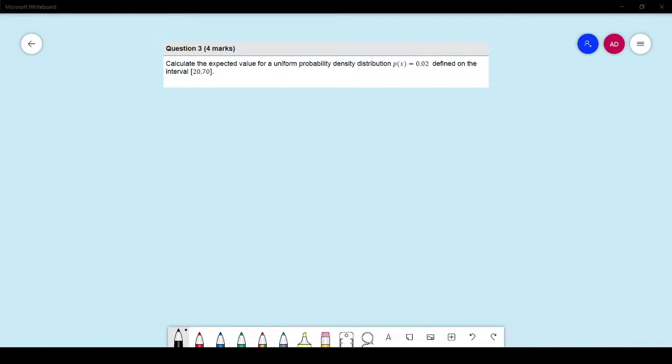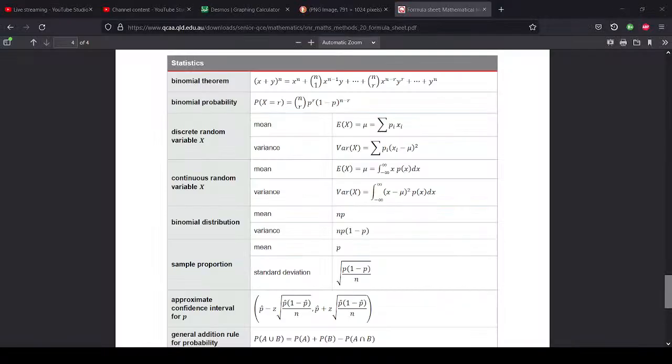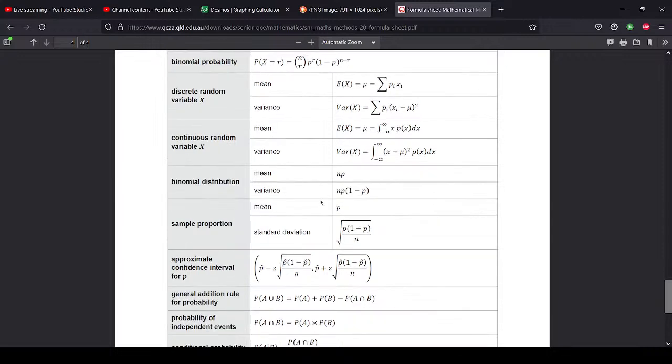So let's have a look at our formula sheet. Okay, so we've got our formula sheet up. And we need to select the relevant statistics formula. So we had a uniform probability density function, and we needed to find the expected value. So that's going to be here, mean. Right? So we'll use this formula here. E(x) equals mu, which is mean. So we're going to do an integral between negative and positive infinity, and it's going to be defined as x times p(x), our probability density function. And let's take that, and we should get our answer.